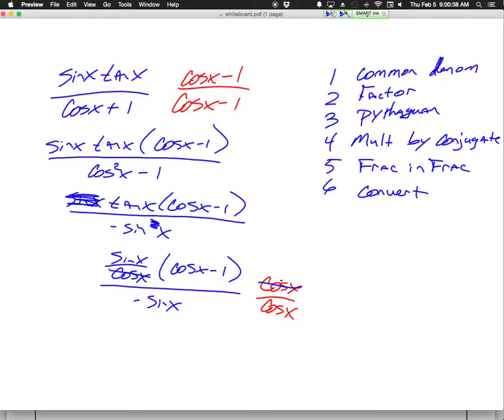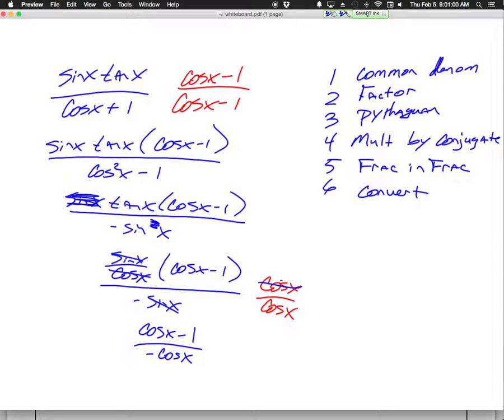The signs can cancel. Okay. Because once this cosine is gone, then we can see that these signs can cancel as well. So that means I'm only dealing with cosine of x minus 1 over negative cosine of x. Anything else I can do?